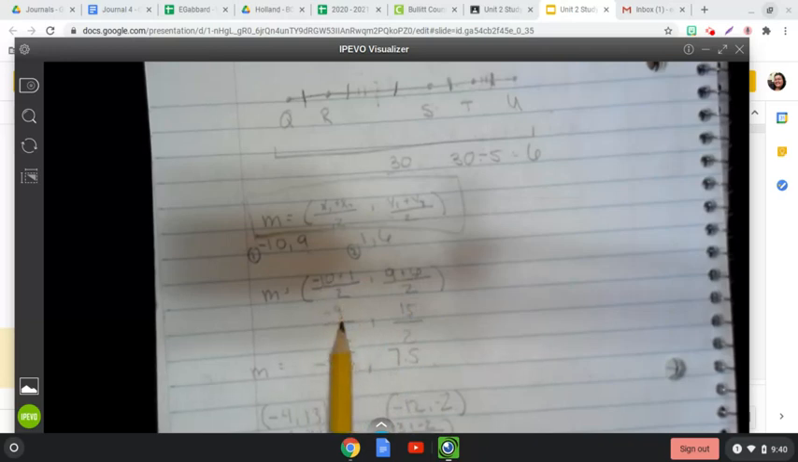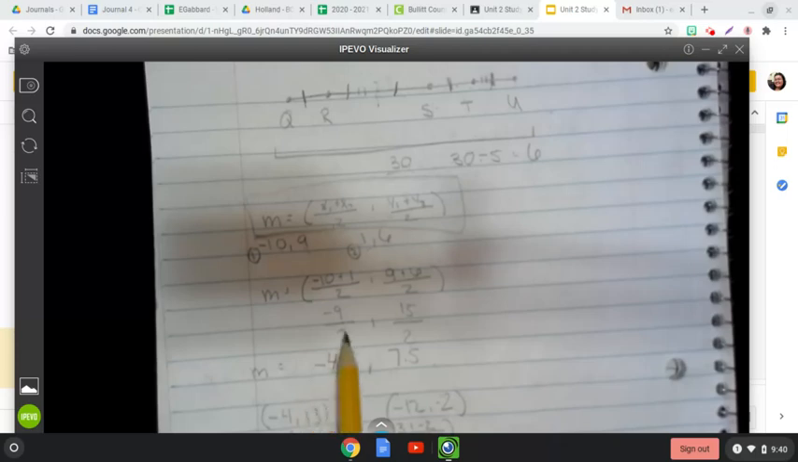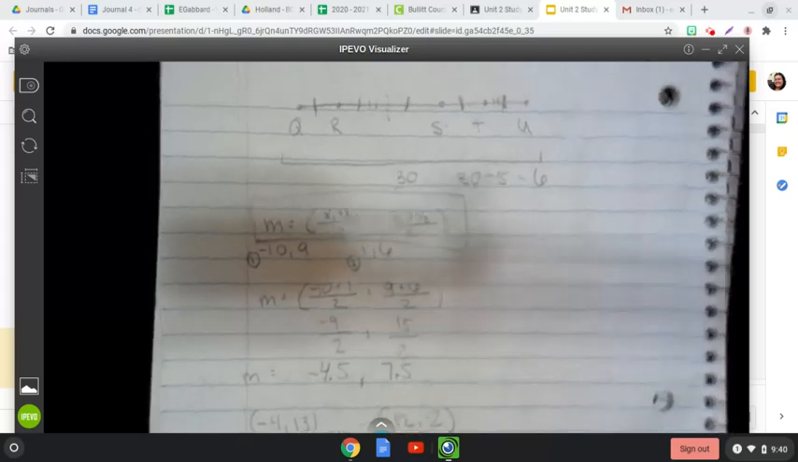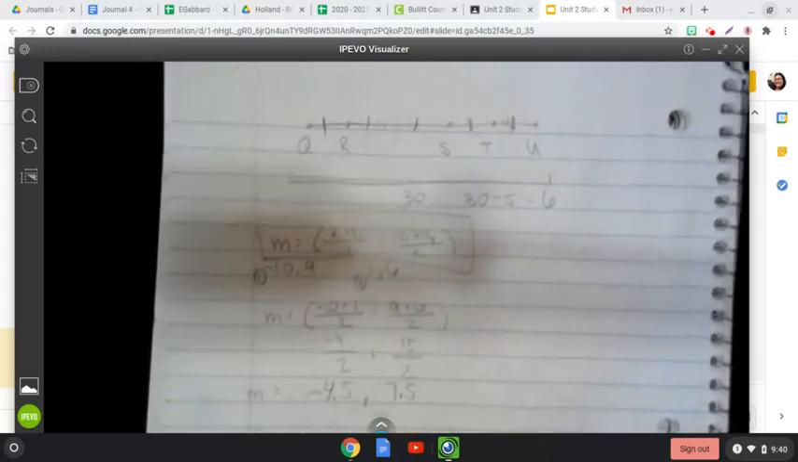Negative 10 plus 1 is negative 9, and we're still dividing by 2 here. 9 plus 6 is 15 divided by 2. So the midpoint is going to be negative 9 divided by 2, which is negative 4.5, comma, 15 divided by 2 is 7.5. So our point for this answer is negative 4.5, comma, 7.5. That is the midpoint between these 2 points.